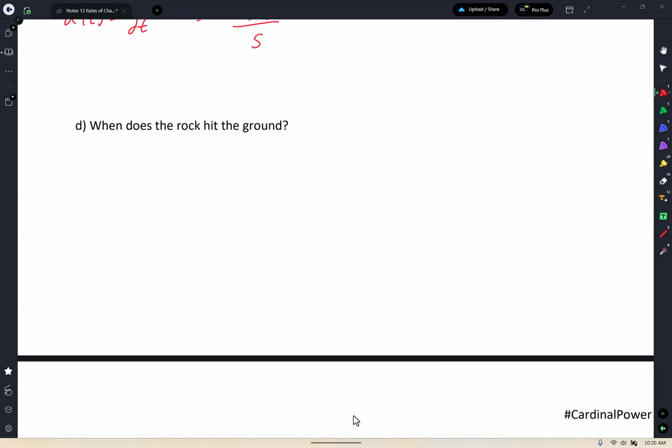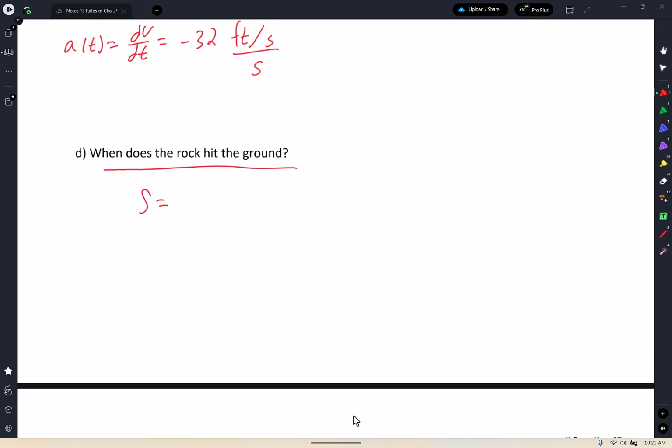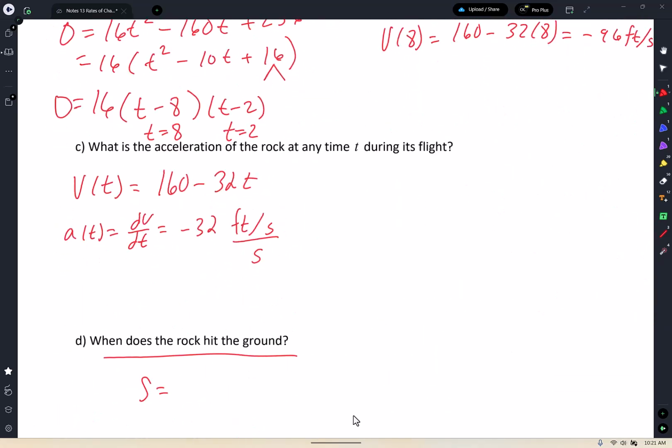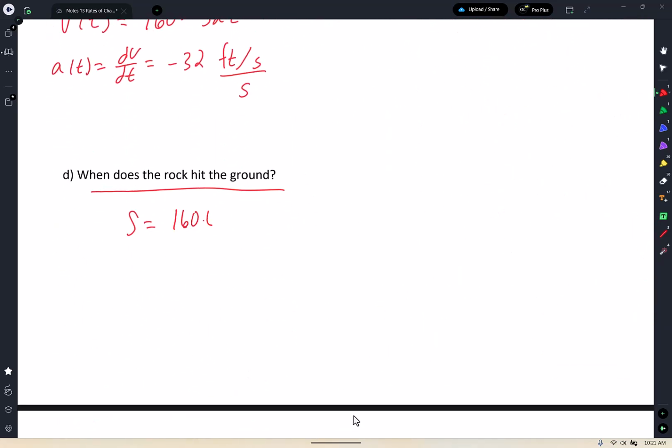All right. When does a rock hit the ground? All right, guys, focus. Do you have a position equation? Yes, the position equation was, and I already forgot it, 160t minus 16t squared. This tells you where you are at any time t, guys. So when do I hit the ground? Whenever the position of this rock is at what? 0. Equal that sucker to 0 and then solve for t.